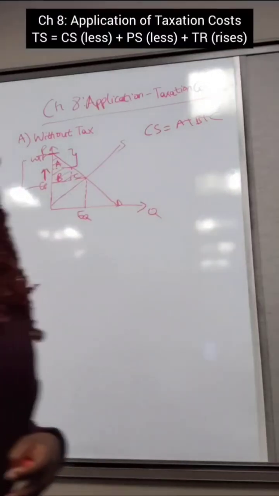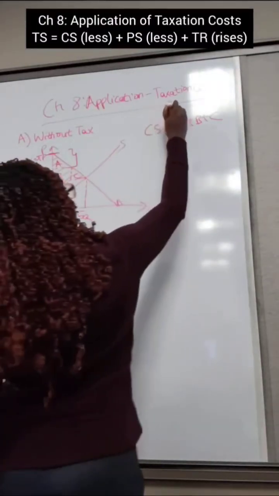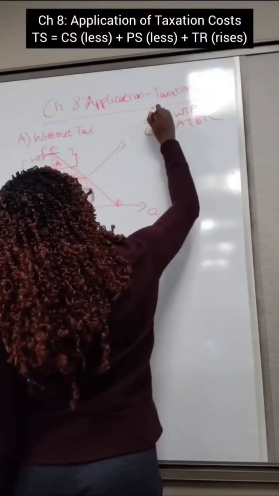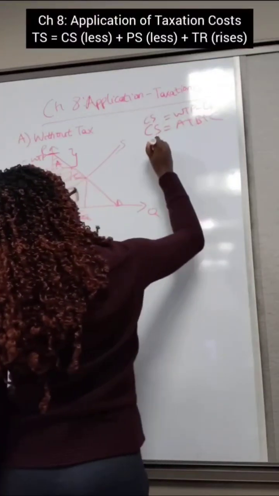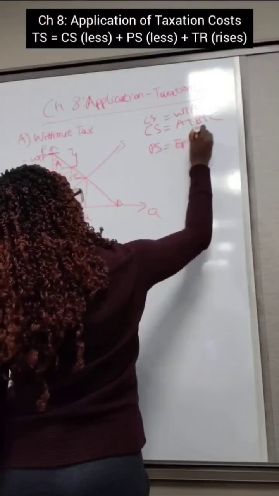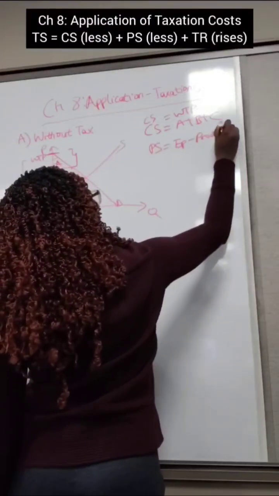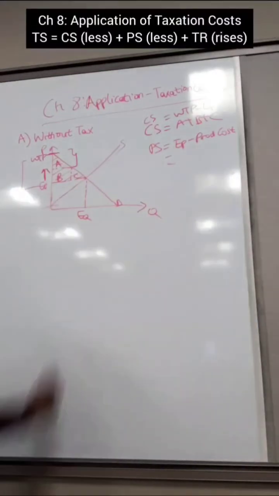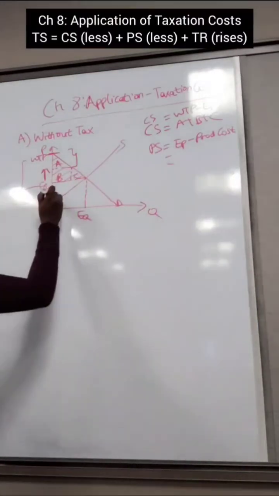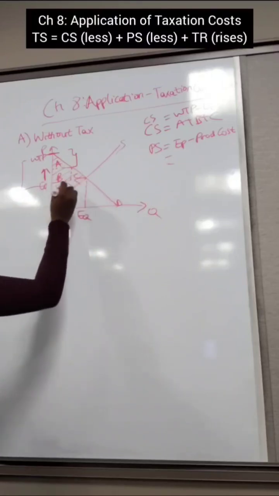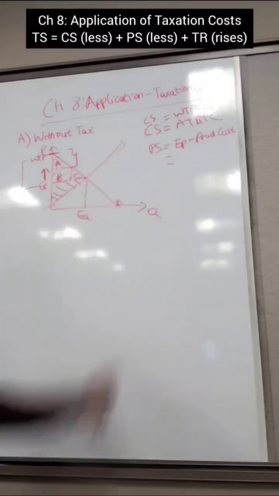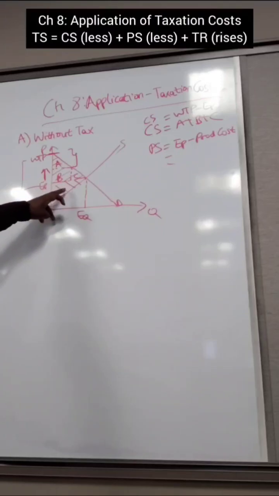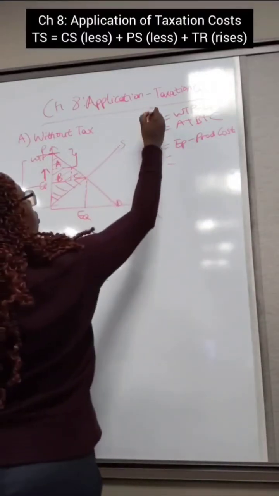Producer surplus is the exact opposite. So remember, consumer surplus is your willingness to pay minus the equilibrium price, and producer surplus is the difference between the equilibrium price and the production cost. So basically, the difference between this equilibrium price and this minimum point right here of your supply curve. Okay, so this other shape is your producer surplus. So this whole ABC is your consumer surplus, and this whole triangle is your producer surplus. So remember, it's always a triangle, right?